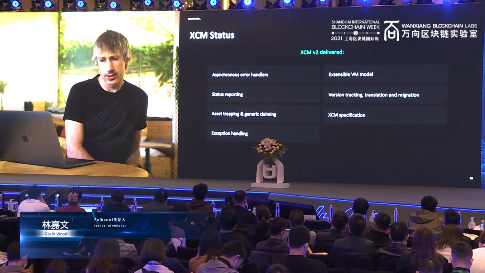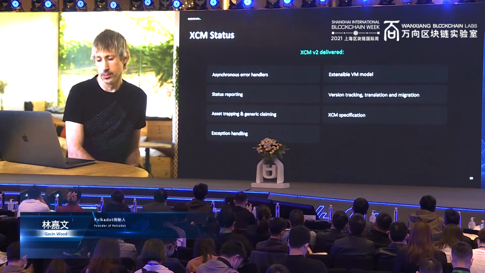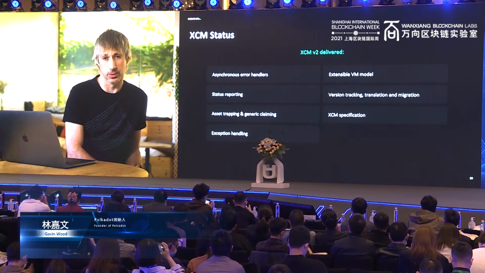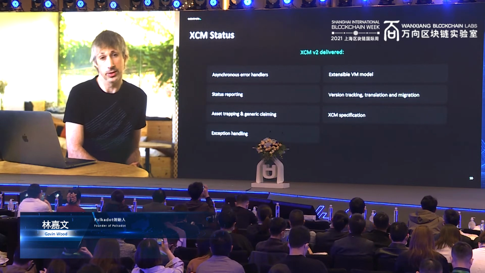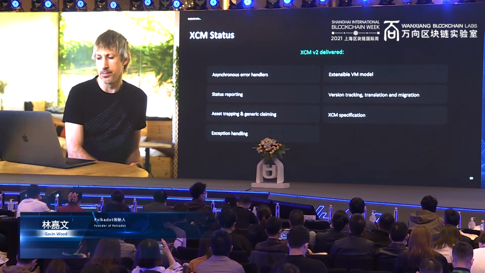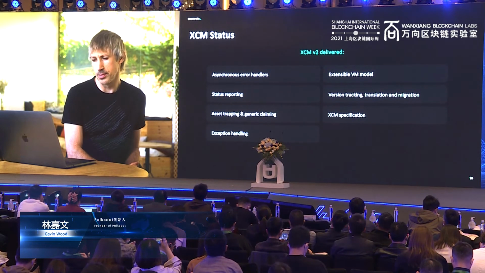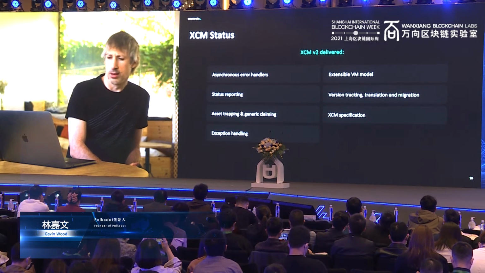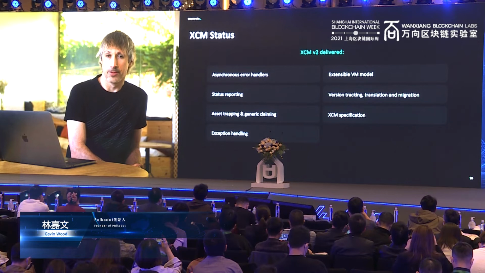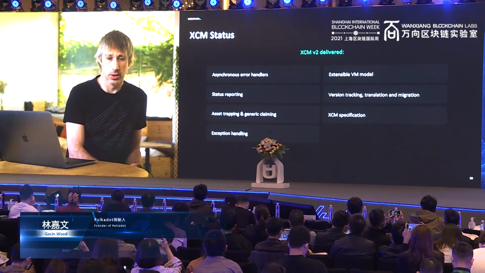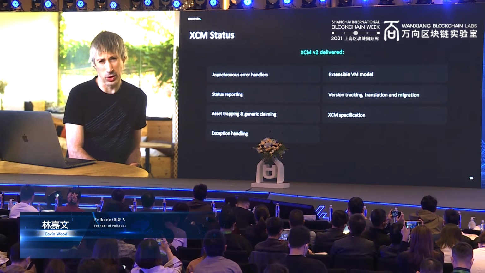XCM, in terms of its status, well, XCM has been delivered, version 2. Version 2 brings a number of very important improvements, including an extensible virtual machine model. So XCM is now based upon the cross-consensus virtual machine, XCVM. There is a specification for this virtual machine. You can go and visit that in the XCM-format repository on GitHub. And XCM version 2 brings, amongst other features, version tracking, automatic version tracking. And this allows chains of differing versions of XCM to interoperate and communicate with each other without having to coordinate upgrades.